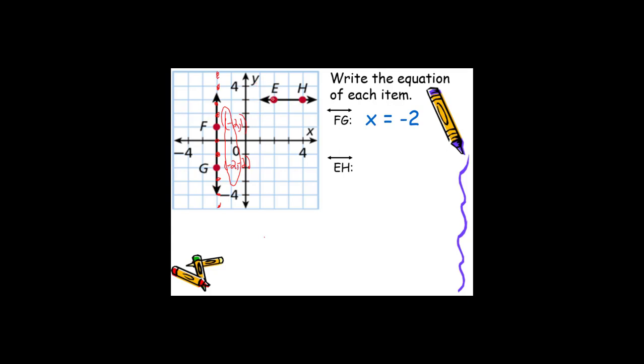Likewise, on this particular one, point E is (2, 3) and point H is (4, 3). Any point I pick along this line, and remember the arrows mean it extends forever in opposite directions, my y value will always be 3. So therefore the equation for line EH is y equals 3.